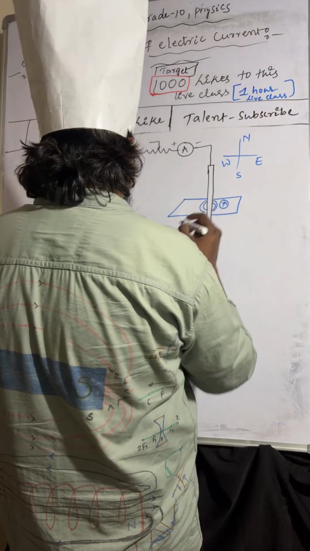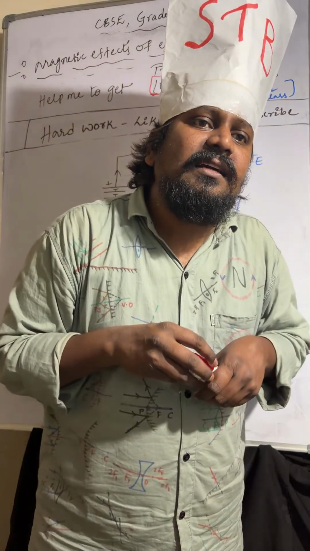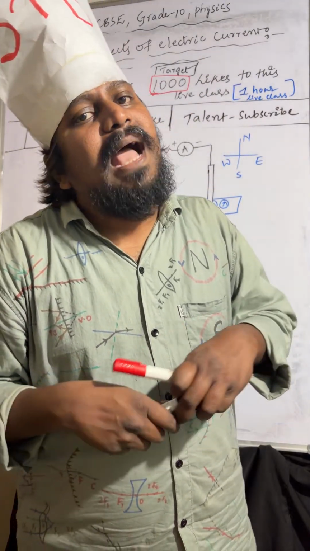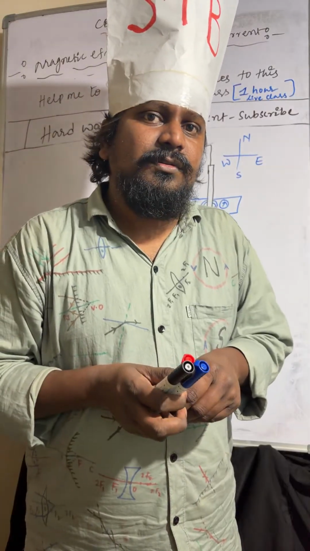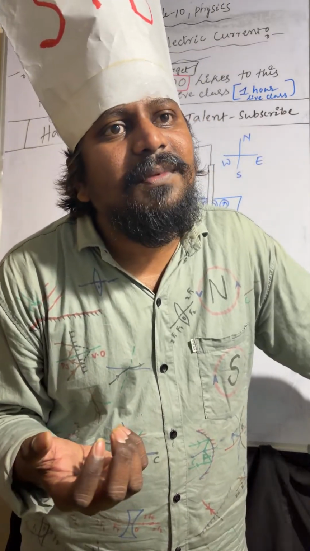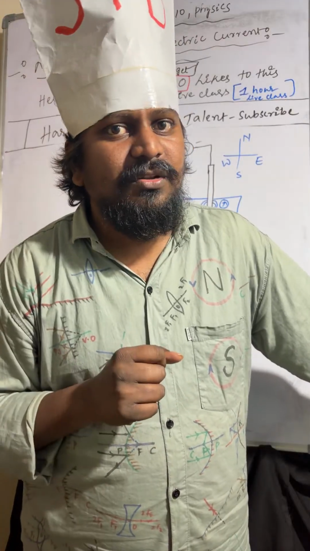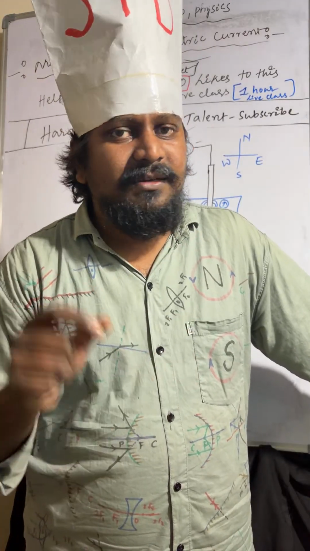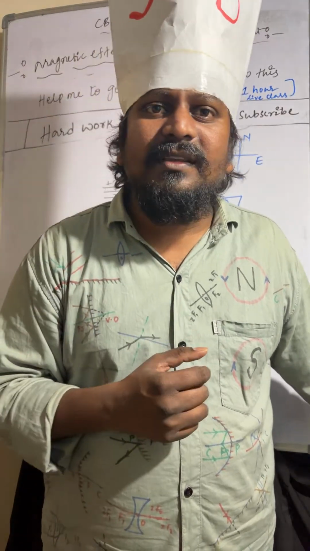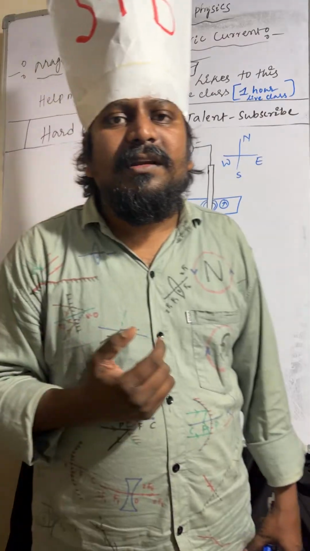Sir, I have one question. You said if the current is passing through the conductor, a magnetic field will be produced, right? But in which direction will that magnetic field be? When the current is passing through the conductor, it behaves as a magnet, meaning a magnetic field will be there around the conductor.